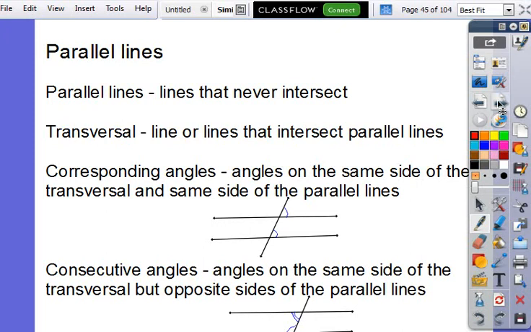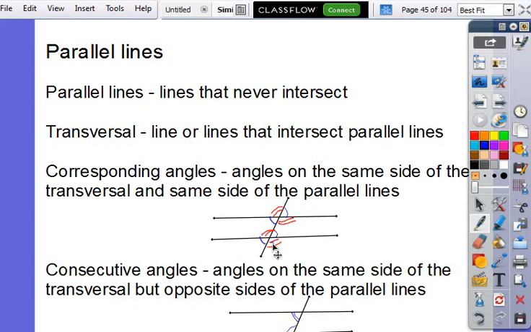All right, parallel lines. What kind are these? Same side of the transversal, same side of the parallel lines. They're both on the right, they're both on the top. Now, there's a whole bunch of other ones. These down here would be corresponding. These over here would match it. These over here would match. Those would match. So there's a whole bunch of corresponding.